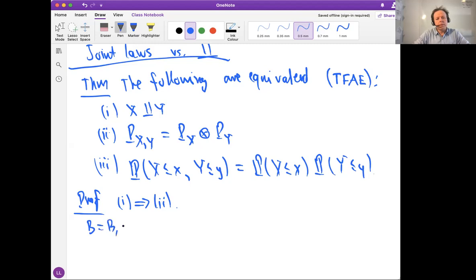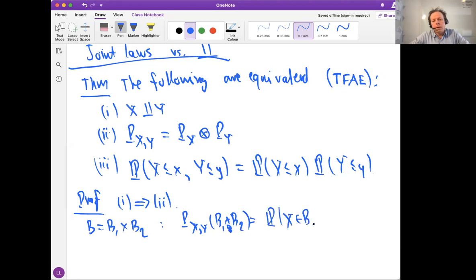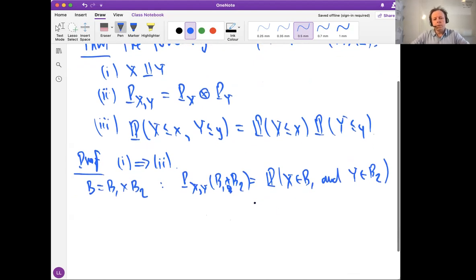So let's take a rectangle B1 times B2, Borel sets here. So then what's the joint law of the rectangle? And we remember that it means the probability that X is in B1 and Y is in B2. But that's also what we can write using the pre-images, so that we take the pre-image by X of B1, and then the intersection with the pre-image by Y of B2.